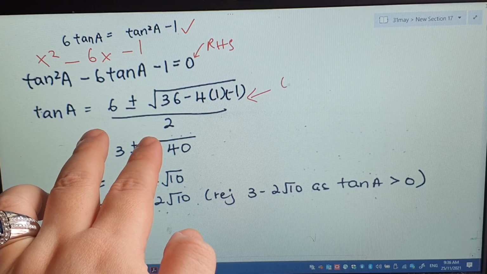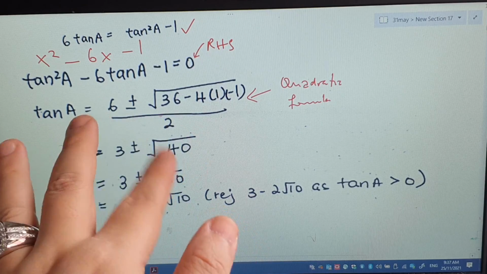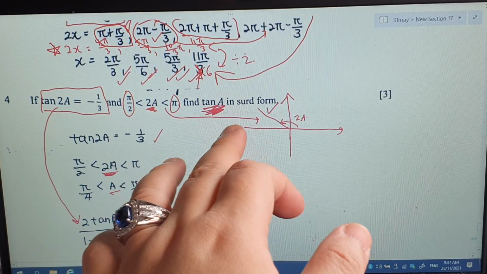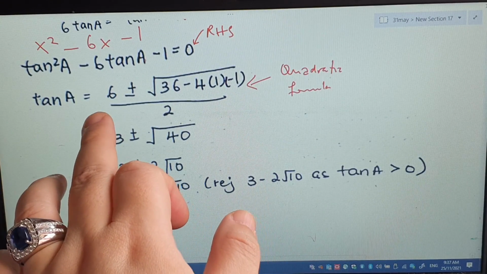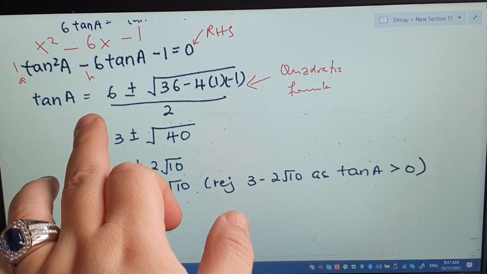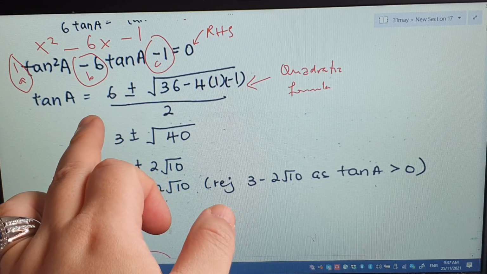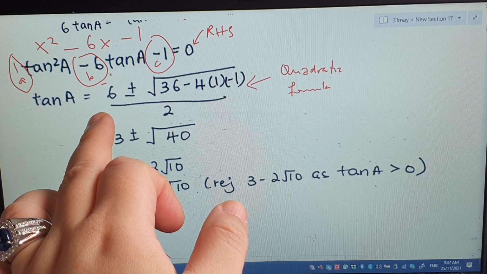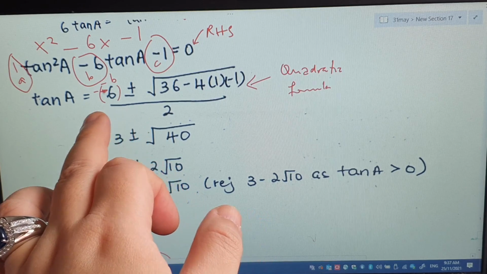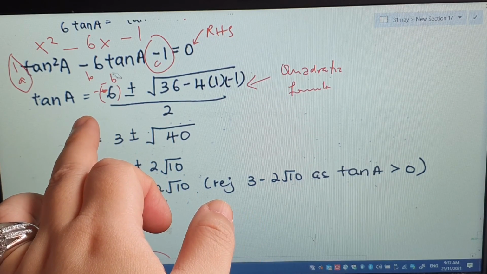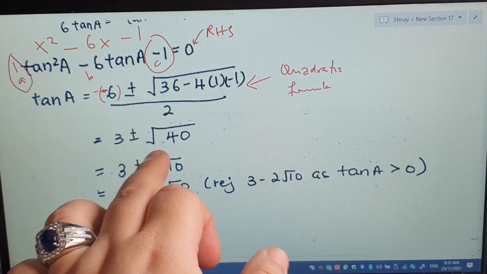So you can use the quadratic formula, but you cannot use calculator. Why? Because they say surd form. Surd form means exact form. So what you can do is use, this is your A, this is your B, and this is your C. So it's minus B plus minus whatever. So it's actually minus 6. Shouldn't leave this out. Okay, write this down. So it's minus B here. So it's minus 6. Then you B squared minus 4AC. Then you leave it like that.